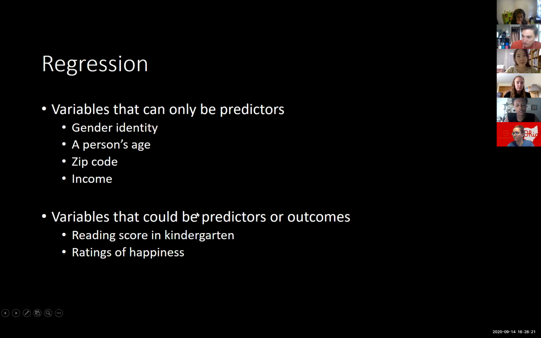So when you think about variables that could be predictors or outcomes, I picked two things at random. So a kindergartner's reading score or ratings of happiness. You could also have something like a quality indicator of a classroom or the number of times a teacher uses a particular strategy. All of those things could be dependent on things like gender identity or the person's age or their income or their zip code, but you wouldn't expect the opposite to be true. In a correlation, that doesn't matter, but in a regression, it does.